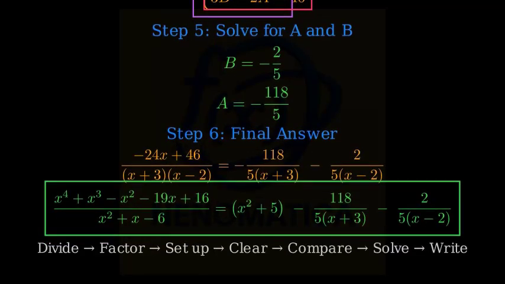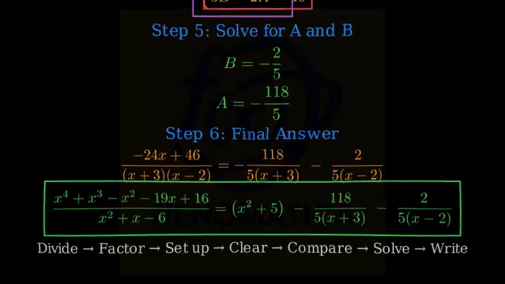We divided to separate a polynomial part and a proper fraction, factored the denominator, set up the a over x plus 3 plus b over x minus 2 form, compared coefficients, solved for a and b, and then combined everything to get the final decomposition. This workflow will guide you through many rational function decomposition problems.